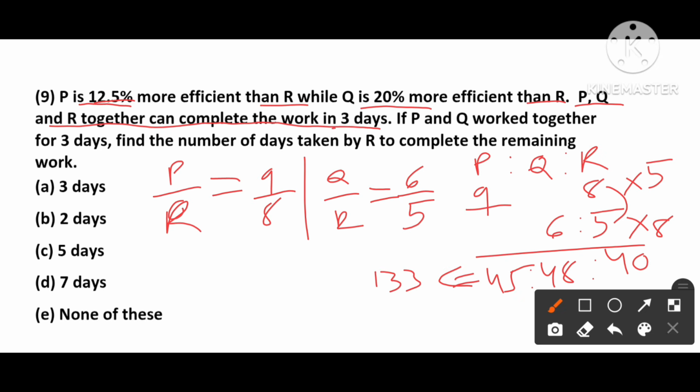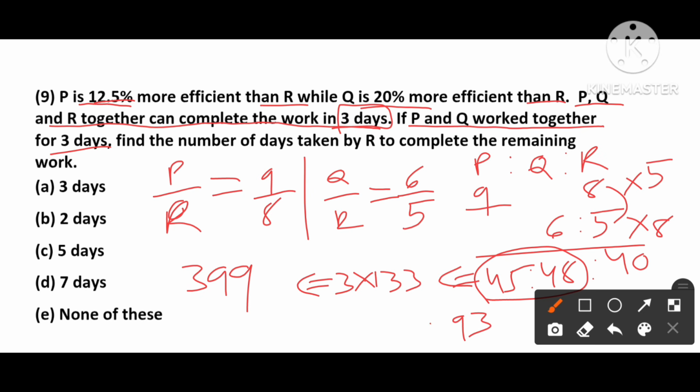133, and it says that the total work is completed in 3 days. So 3 days means the total units will be 399. 399 is the total units of work. Okay, if P and Q worked together for 3 days, so 45 plus 48 means 93 units for 3 days. 3 times 93 is 279. So 279 units is completed by P and Q together in 3 days.